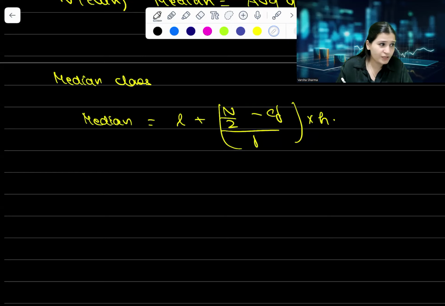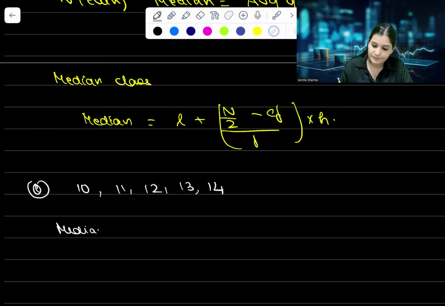So first, if I give you normal data, question: 10, 11, 12, 13, 40. What is median? 12. I've already arranged it, so median is the middle value, 12.